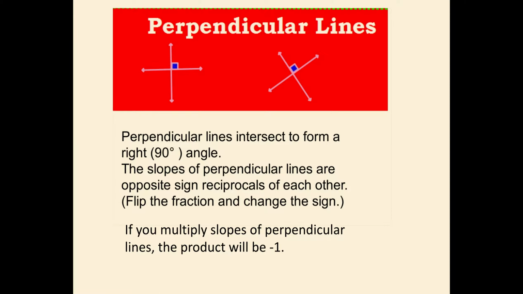So on the inside of your flap, you can always draw this diagram and put these facts. These are some facts for you to write down. Perpendicular lines intersect to form a right or 90-degree angle. The slopes of perpendicular lines are opposite sign reciprocals of each other. If you multiply slopes of perpendicular lines, the product will be negative 1.